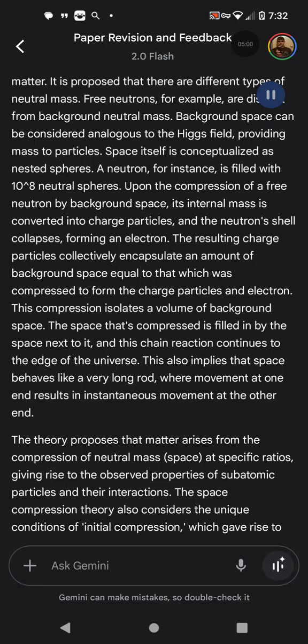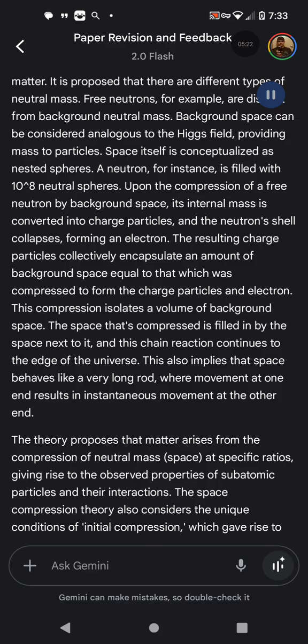Unlike subsequent compression events within already formed atoms, this initial compression occurred in the absence of pre-existing matter to influence the process. It is proposed that this initial compression event may have been triggered by variations in the density and/or volume of "neutral mass space." Given that mass is the product of density and volume, a shift in either of these properties could have initiated the compression of space, leading to the formation of the first particles.